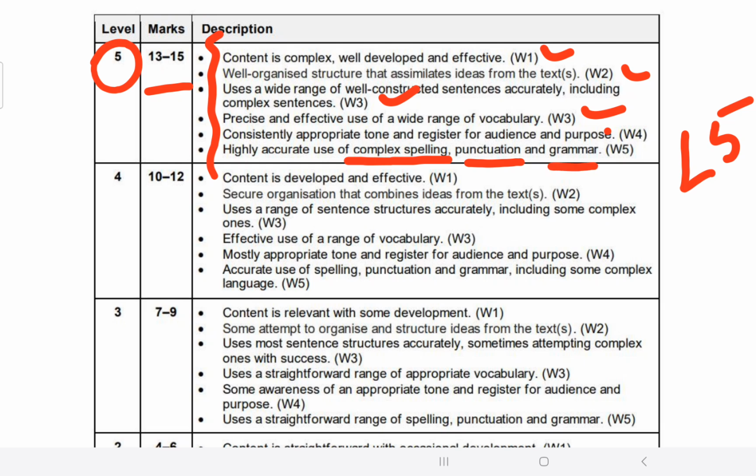This is the way, this is the place, this is the height where you have to reach. This is level 5, and in this way you can get 23 out of 25 in directed writing task, or 25 out of 25 in directed writing task. So the level is level 5 in reading and level 5 in writing.